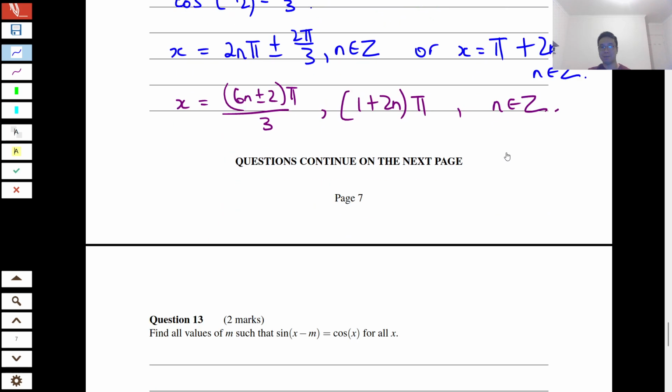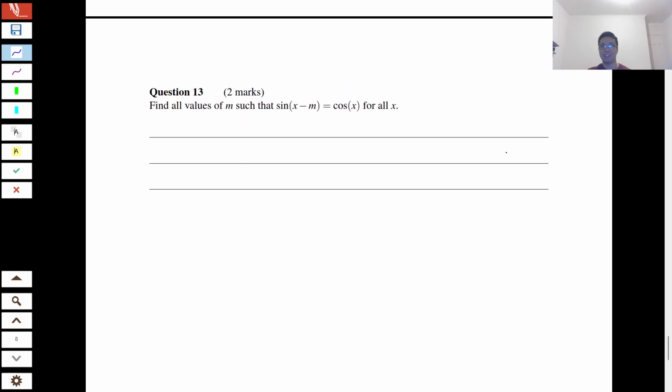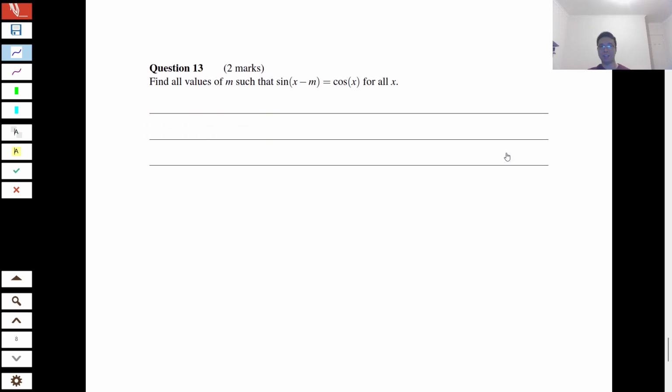Okay, last page. Now, question 13 is quite difficult. I don't think this would be asked on exam 1. I mean, it could be asked, but it'd be a question that would separate most of the students, in the sense that only the top students in the state would be able to answer this question in 2 or 3 minutes. So what's going on here?